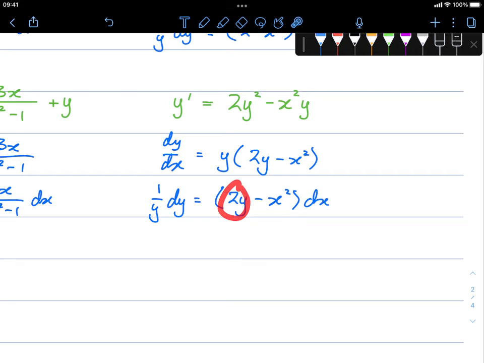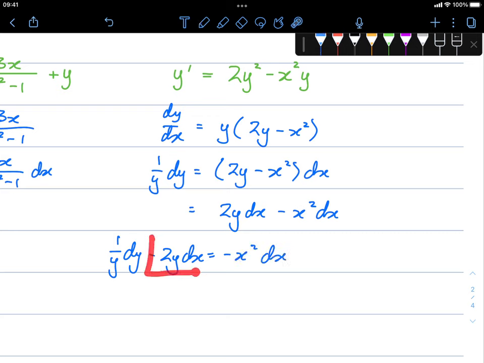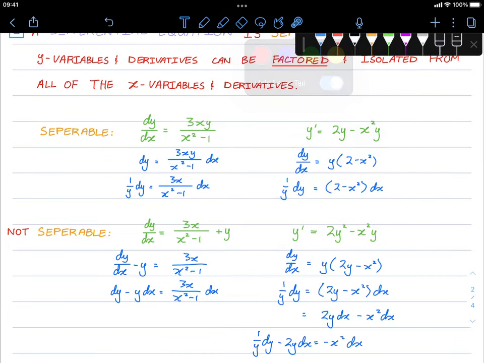Now if you're thinking, oh, let's just move this to the left-hand side, we actually have to expand this first. It'll become 2y dx minus x squared dx. So even if we try and move this to the left-hand side, it will still become 1 on y dy minus 2y dx equals negative x squared dx. Notice how this y variable and x derivative cannot be separated. So, separable and not separable.